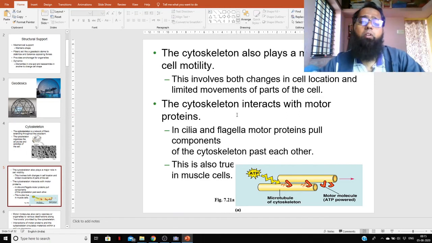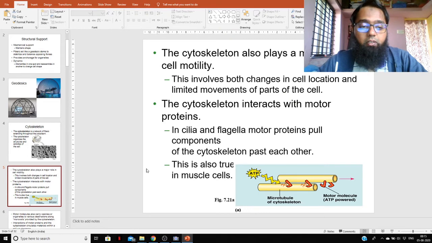You can see it in the bottom part of this slide, where the microtubule of the cytoskeleton and the motor protein, which will be powered by the ATP molecule, are both gliding upon each other, giving rise to cell motility. This is also very true in muscle fibers. Every animal's body has muscles, and its movement is shown by these things. Okay, coming to the next thing.